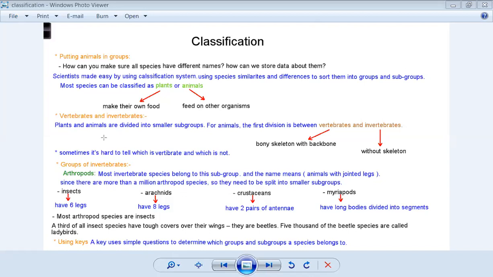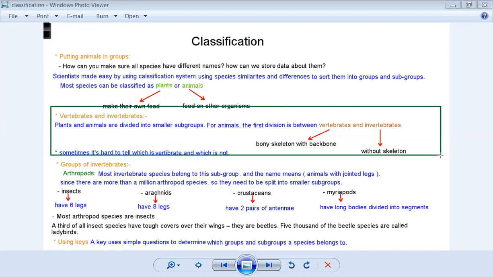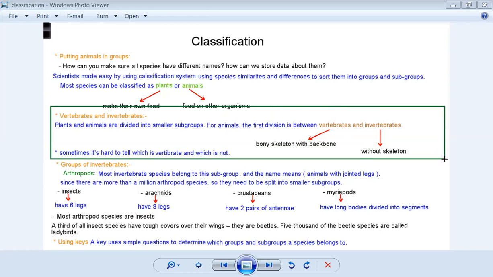I think vertebrates are that... So, vertebrates are what?